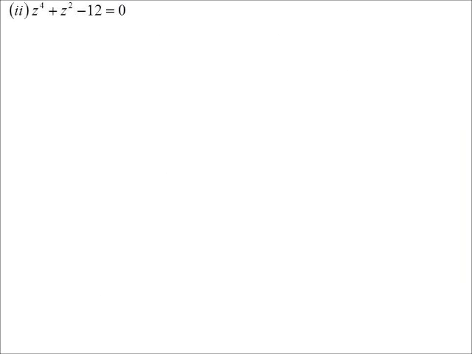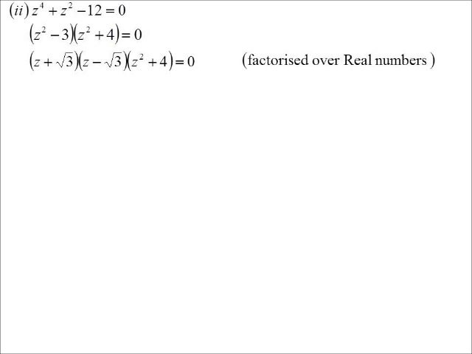Okay, z to the power of 4 plus z squared minus 12. We can solve this like a quadratic, because you will notice the powers are going down by an even amount. So (z squared minus 3)(z squared plus 4). Well, if I use irrational numbers, the z squared minus 3 can be factorised using real numbers: (z plus the square root of 3)(z minus the square root of 3). If I'm just dealing with real numbers, the z squared plus 4 would stay factorised like that.